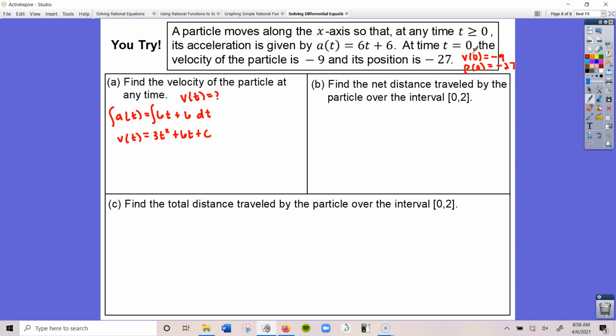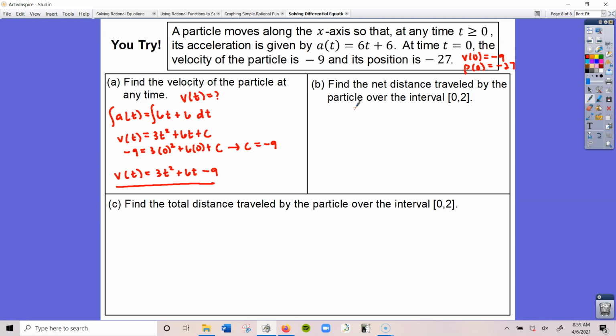We have the condition that v of 0 is equal to negative 9. So v of 0, which is negative 9, is going to equal 3 times 0 squared plus 6 times 0 plus c. This is all 0, so that means that c is equal to negative 9. So my equation for v of t is going to be 3t squared plus 6t minus 9. And that's my answer for A.